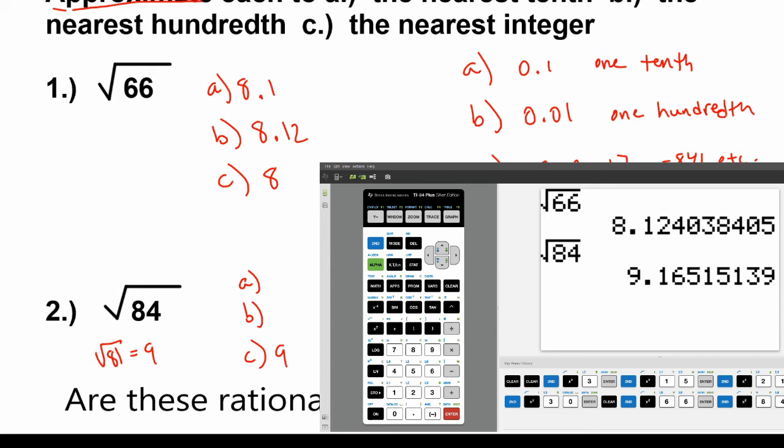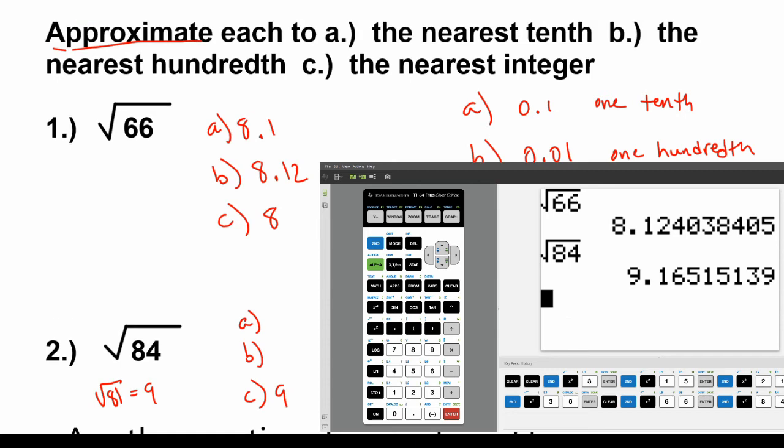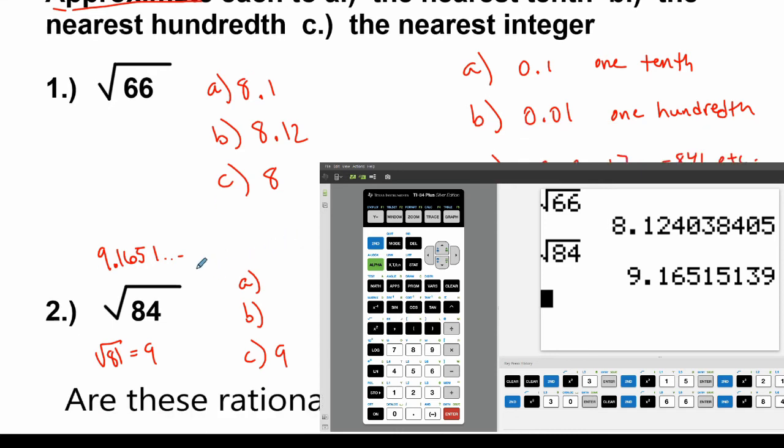Okay, it says approximate. So I'm going to round to the nearest tenth. To remember our rounding, if the number after the decimal place that we're rounding to is 5 or higher, we round up. So this will be 9.2. Nearest hundredth, 9.16. There's a 5 after it though, so we're going to round up to 9.17.